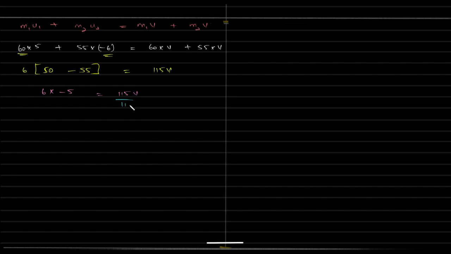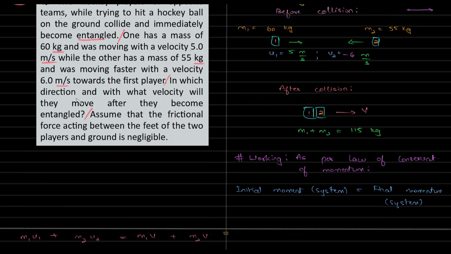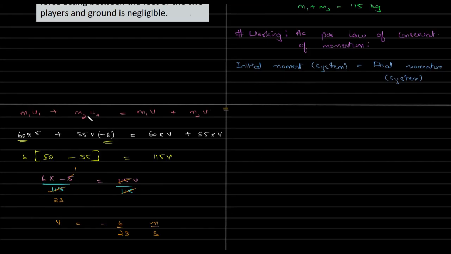To calculate V, we need to divide by 115, and 5 ones are 5, 5 twos are 10, 5 threes are 15. This and this will get cancelled. So therefore V is equal to minus 6 by 23 meter per second. That is, the players will move to the left with a velocity of 6 by 23. Right? I hope it made sense. So we can conclude that. What is the exact question? In which direction and with what velocity will they move after they become entangled?